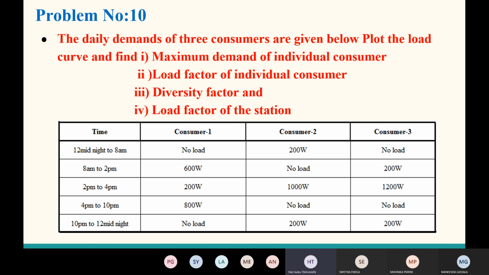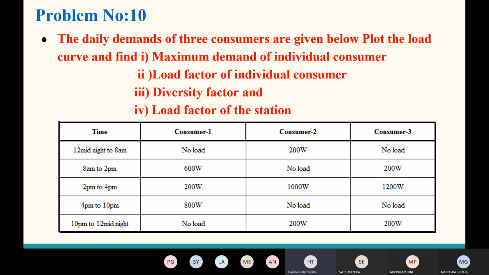Now we have to draw the load curve for this one. Take load in watts on the y-axis and time in hours on the x-axis. On the y-axis, 1 unit equals 400 watts: 400, 800, 1200, 1600, 2000, 2400.